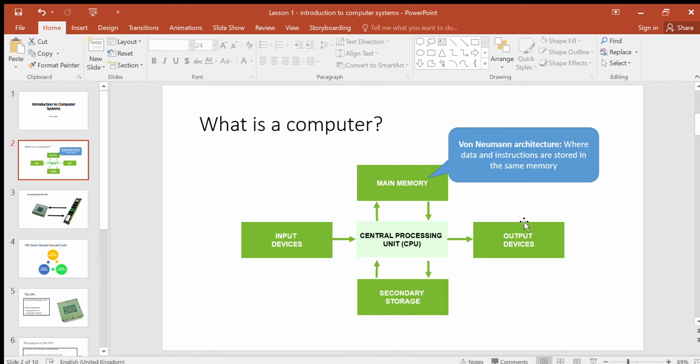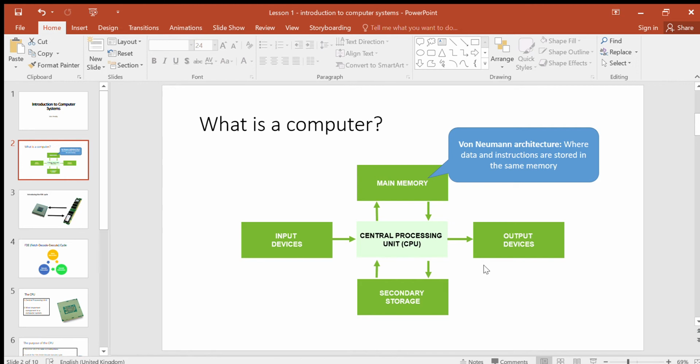Whether that output is on the screen, whether it's through a speaker or the light on your games controller, it will be some form of output. So there we have got a really basic computer system. Obviously at GCSE level, we're now going to delve into breaking that down further.